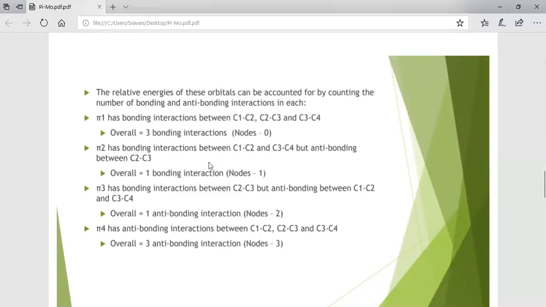Moving on to the Xi2 energy level, the number of nodes is 1. Due to this, we are going to observe 1 anti-bonding interaction. And total bonding interactions are 2, that is between C1 and C2 and C3 and C4. And next, moving on to the Xi3 energy level, here the number of nodes is 2. So we are going to observe 2 anti-bonding interactions and 1 bonding interaction, that is between C2 and C3. And next, moving on to the Xi4 energy level, it has 3 nodes. So each and every p orbital is separated by a node. Hence, we are going to observe 3 anti-bonding interactions and bonding interactions are 0.